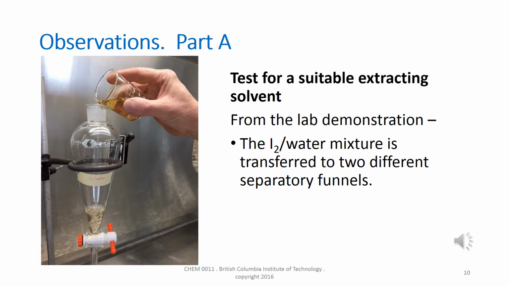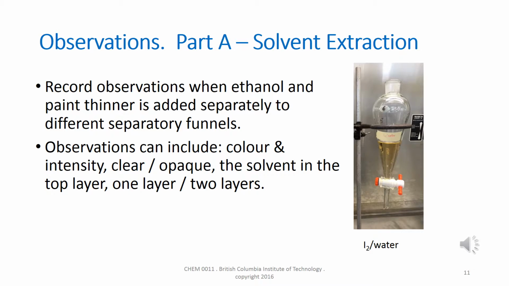The iodine-water mixture is divided into two separatory funnels without any solid iodine. Paint thinner was added to one separatory funnel while ethanol was added to the second funnel. This is done to see if a solvent extraction can be achieved with paint thinner or ethanol. Your observations can include the following: color and intensity of the solution, whether the solution is clear or opaque. If one layer forms, then the solvent and iodine-water mixture is miscible.